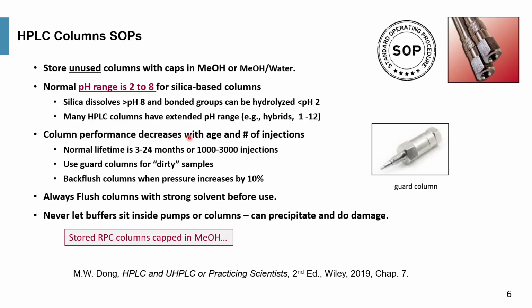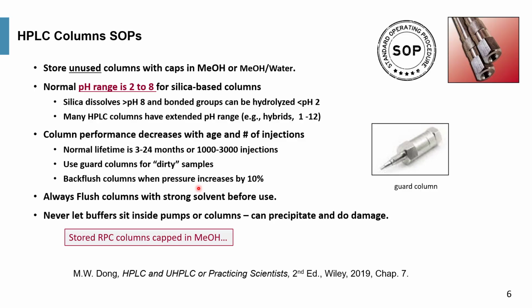Column performance typically decreases with age. Normal lifetime is 3 to 12, 24 months with normal sample injection, typically maybe 1,000 to 3,000 injections. If you have dirty samples, they should be cleaned up. A dirty sample such as a serum or a plasma sample should be cleaned up. And one would typically use the guard column for those applications.